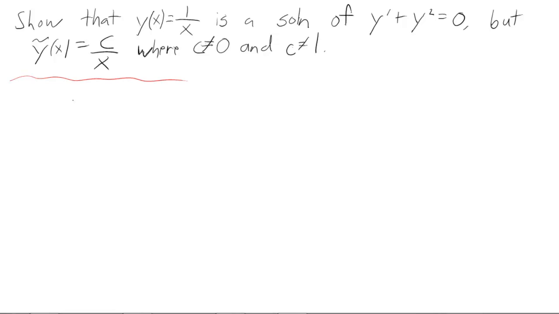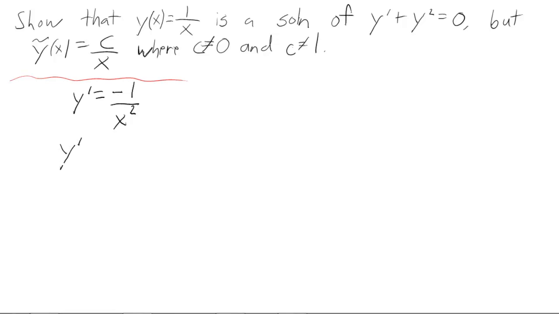So what do we need? Well, we need the first derivative. So what would y prime be here? Well, the supposed solution is 1 over x, which is x to the negative first power. So the derivative would be negative 1 over x squared. Okay? And so now let's go ahead and plug in.